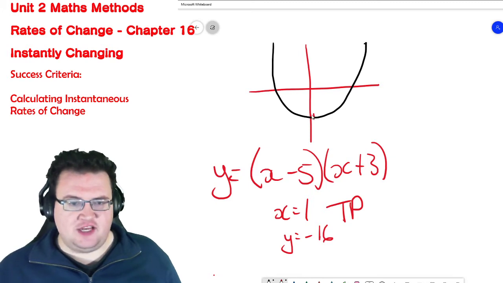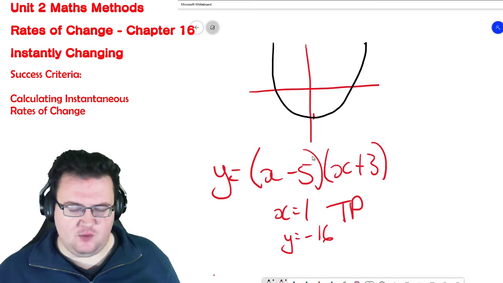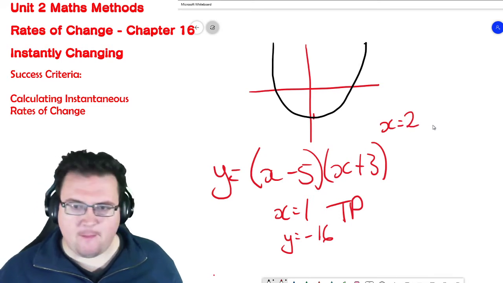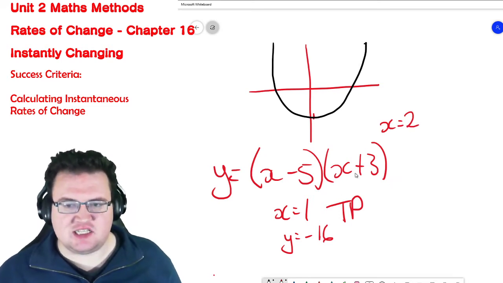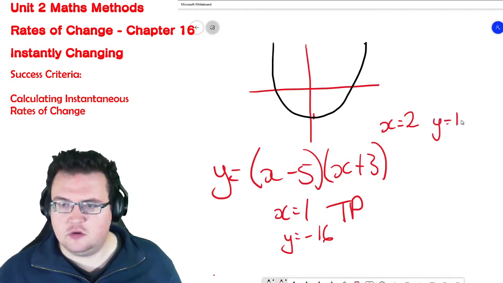What is the gradient between this point here at 1, negative 16, and what about when x equals 2? So when x equals 2, what's my y value? Well, 2 minus 5 is minus 3, and then 2 plus 3 is 5, so it's going to be minus 3 times 5. That means y is equal to minus 15.